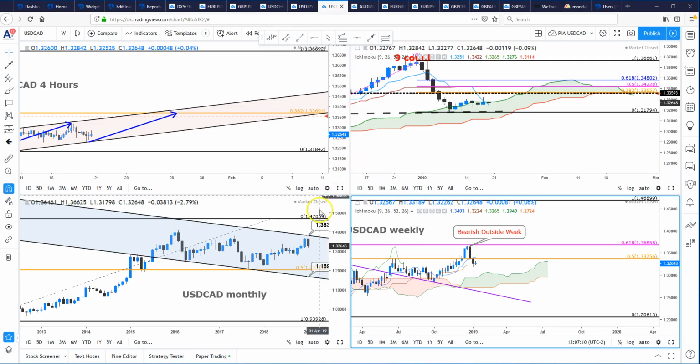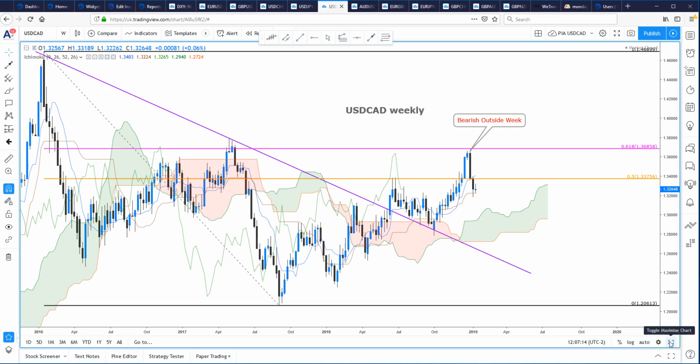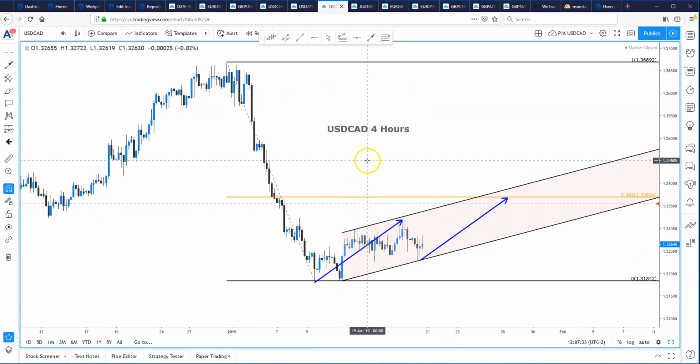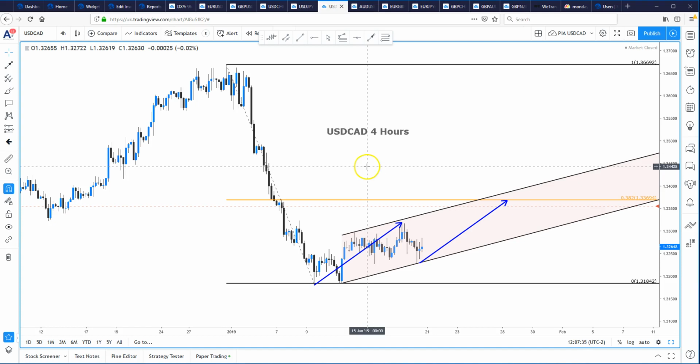Dollar CAD: a bearish outside candle on the weekly chart often indicates the end of a trend and the start of a new move to the downside. We've had a continuation, but last week's mixed, volatile trading has just left that in a very small inside range. The 4-hour chart highlights that mixed price action a little bit better.